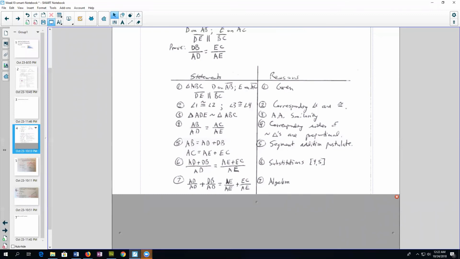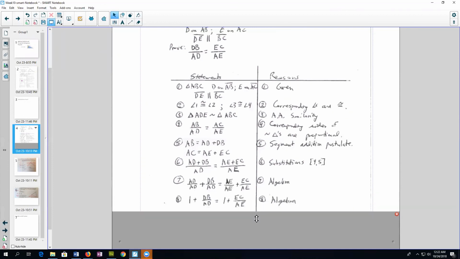This is how we add fractions. AD over AD plus BD over AD equals AE over AE plus EC over AE. That's algebra. That's how you add fractions. But what's AD over AD? And what's AE over AE? Yes, these are 1. A number divided by itself is 1.